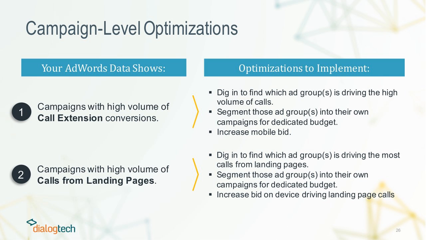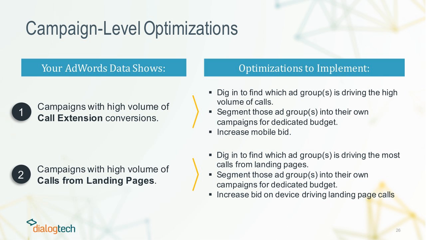On the flip side, you have campaigns with a high volume of calls from landing pages. So this is a case where people are clicking through your ads, they get to a landing page, and whether they convert from that specific landing page or the next one, they're converting via the phone. So what do you do to improve that performance? Again, you want to dig in to find which ad group is driving the most calls from the landing pages. Again, those were the DialogTech conversions, not the calls from ads. And you want to segment those ad groups into their own campaigns for dedicated budget. And again, you want to increase the bid on the device driving those landing page calls.